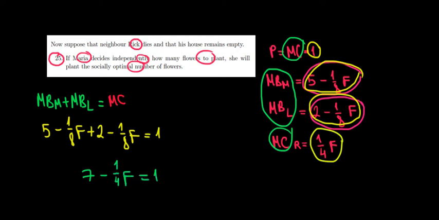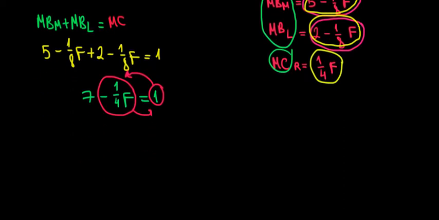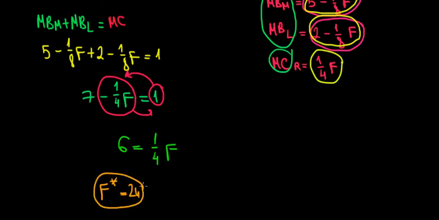Now let's take 1 to the other side. And we take this one to the right. So we're switching places because we want to solve for the number of flowers. What do we get? We will have that 6 equals 1 over 4f, such that the optimal number of flowers now is equal to 24. Now, that would be the optimal number of flowers in this case.